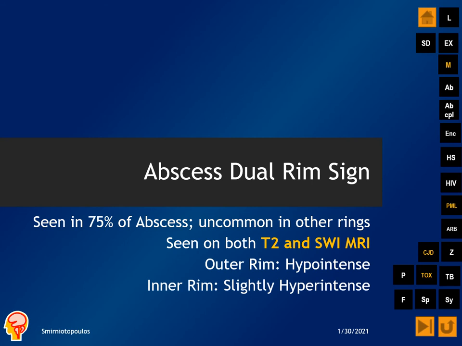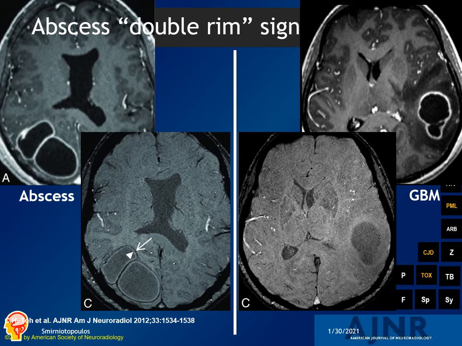It's seen in about 75% of abscesses, and it's uncommon in other ring-enhancing lesions. It's seen on SWI as well as T2-weighted imaging. The outer rim is hypointense, and there's a slightly hyperintense rim internal to that. This is an example from the literature, again demonstrating the double rim sign, that there is an outer hypointense and an inner hyperintense rim around the area of the pus.